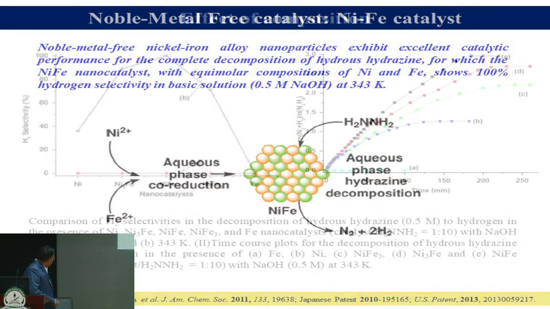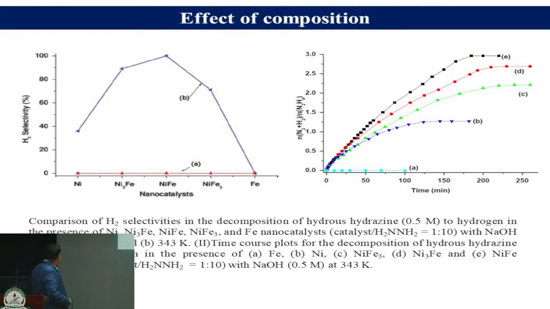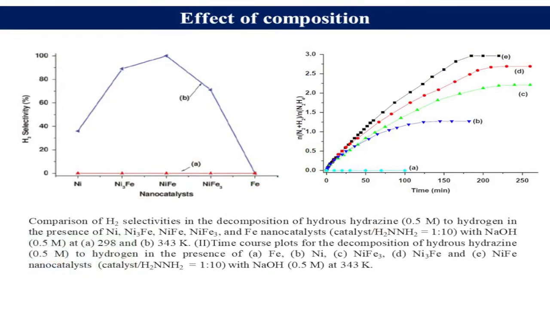There, we checked the effect of composition also. Nickel is inactive at room temperature, iron is inactive at room temperature, and all the catalysts based on nickel and iron are inactive at room temperature. But when the temperature is increased and in the presence of base, the nickel-iron catalyst with equimolar ratio is showing complete conversion of hydrogen to nitrogen and hydrogen.